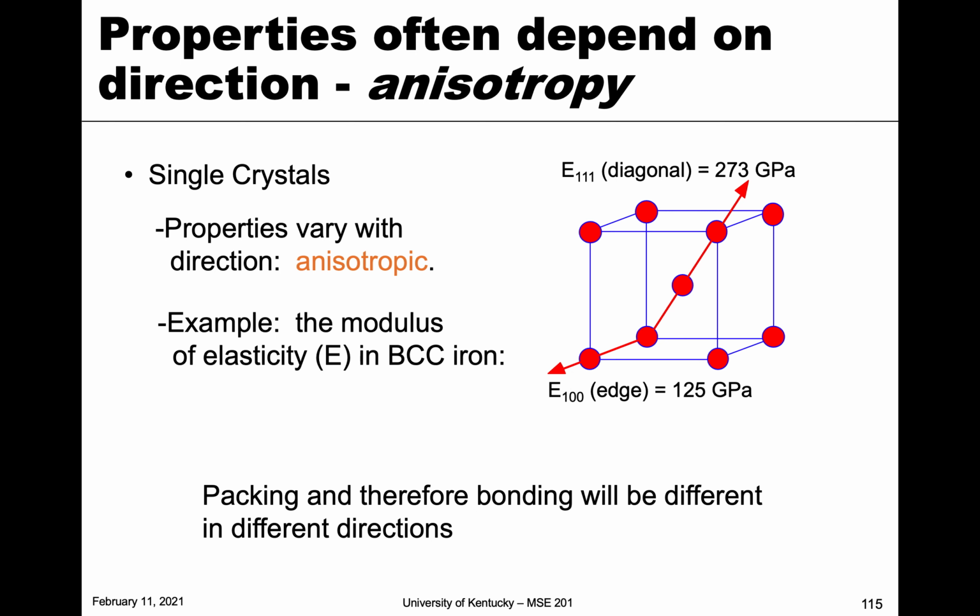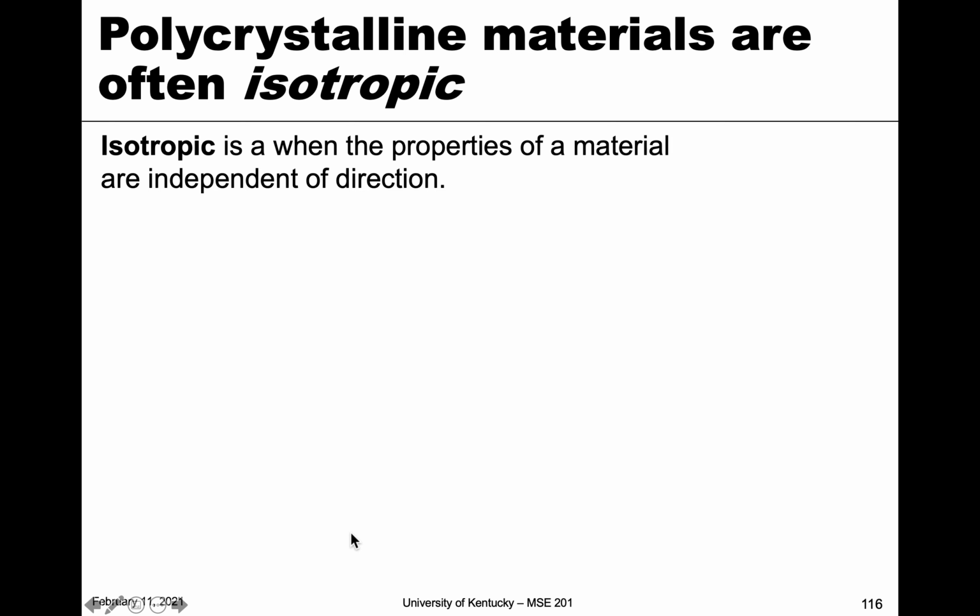Properties changing with direction. And this can be seen with single crystal materials, because there's different packing and therefore bonding is different in these different directions. So like I said, we have single crystals, but we also have polycrystalline materials. Those are materials that have a bunch of smaller crystals joined together at these boundaries.